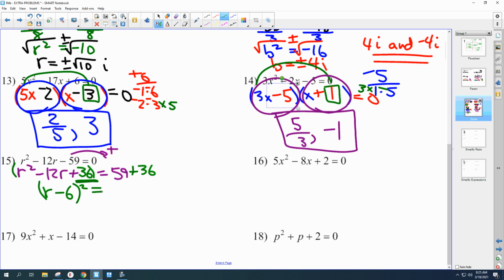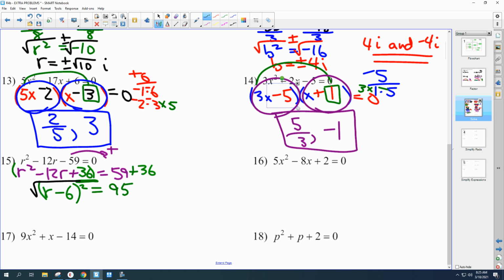59 plus 36, that would be 95. Okay, 95. And now I've got an equation with only one variable. If you've got an equation with only one variable, you can isolate.